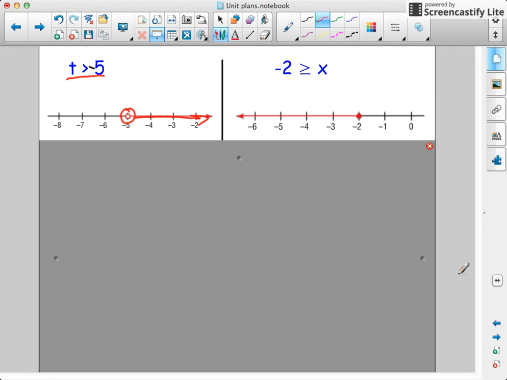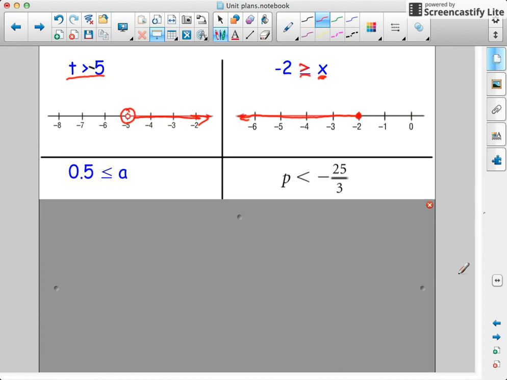Okay, this one over here, x has to be less than or equal to -2. Now it can be -2, so we fill it in with a dot. It's a filled in circle, and x can be anything less than that as well. So it's important to get that distinction between an open circle where it's not equal to it and a closed circle where it could be equal to it.